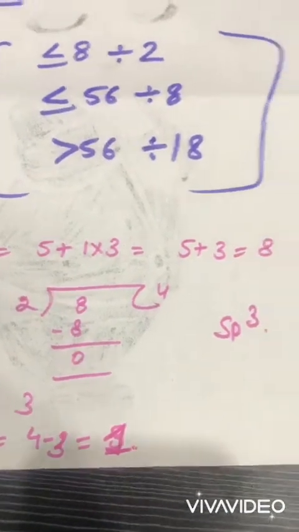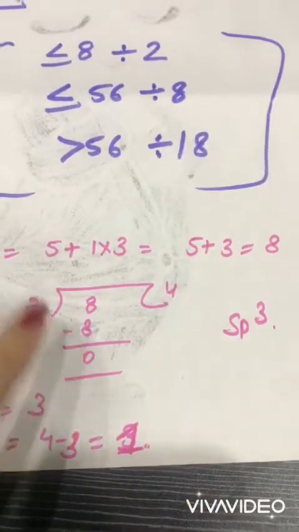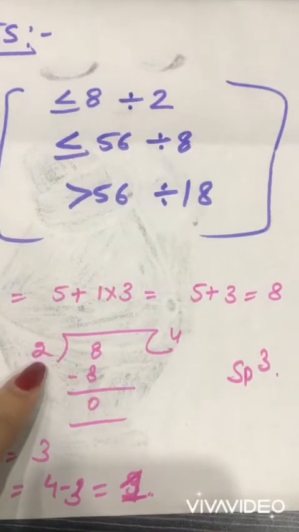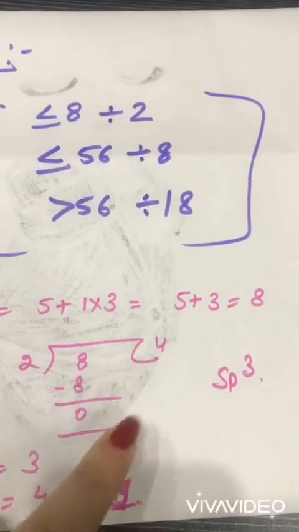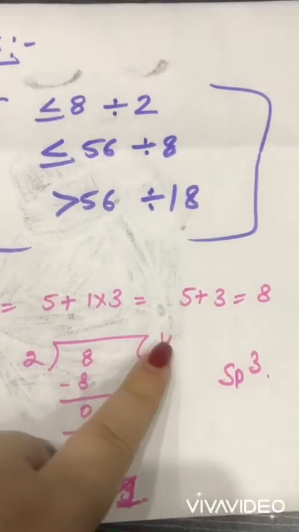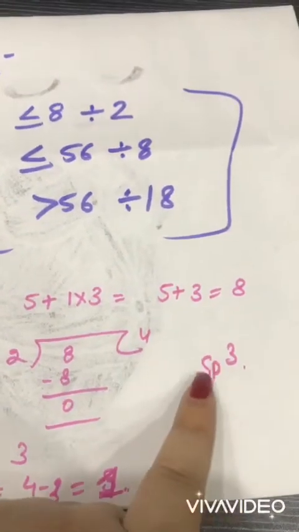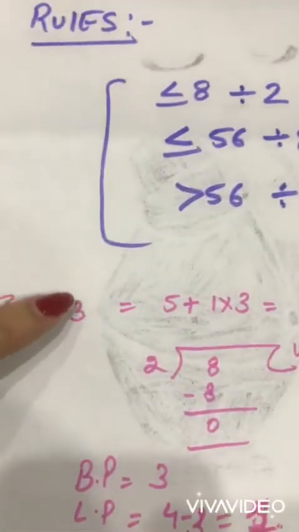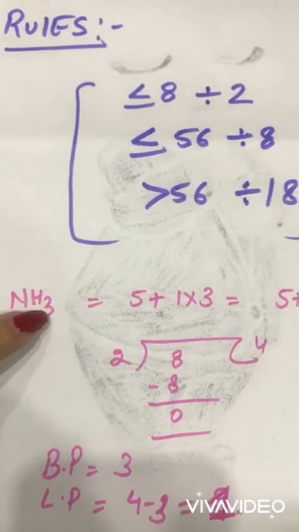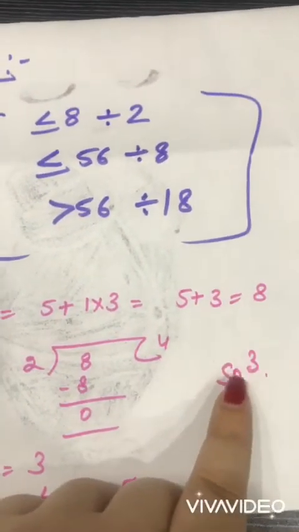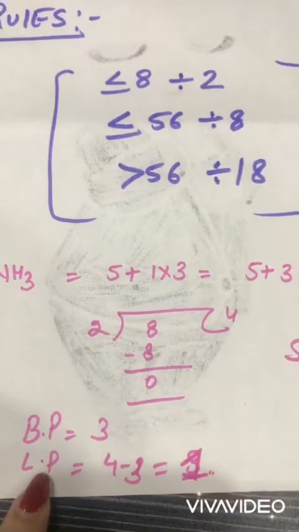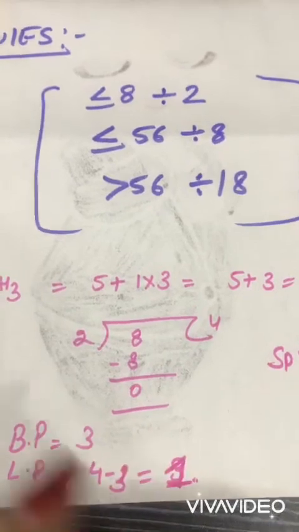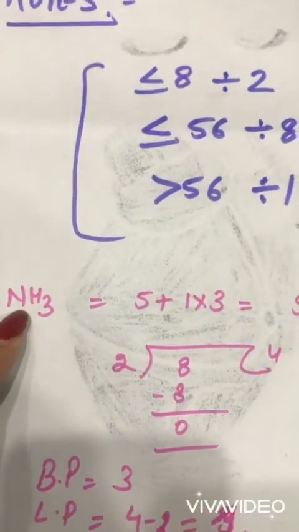Okay, so now divide 8 by 2 because the value is equal to 8. So it is divided by 2, then you will get remainder 0 and the answer is 4. So what is the shape for this? SP3. Here you can see the number of bonds present between nitrogen and hydrogen is 3, but there is SP3. So lone pair is 4 minus 3 bond pairs, and you will get 1 lone pair in this example of ammonia.